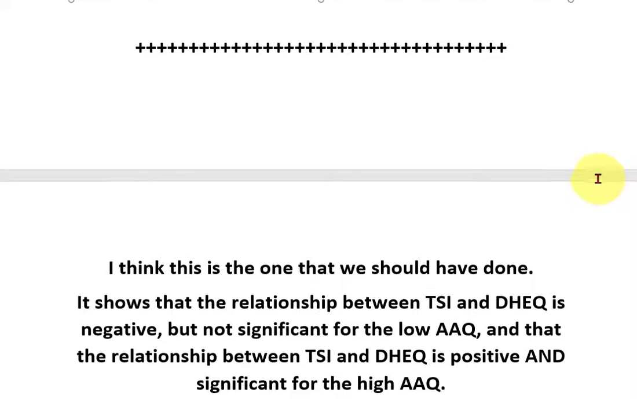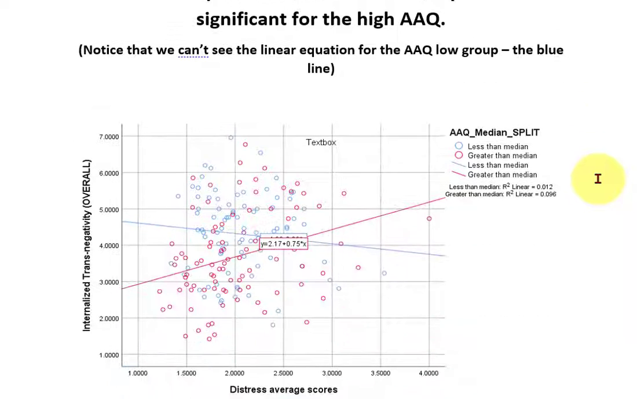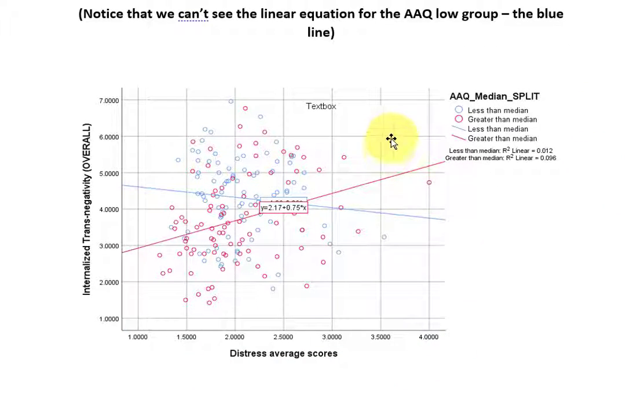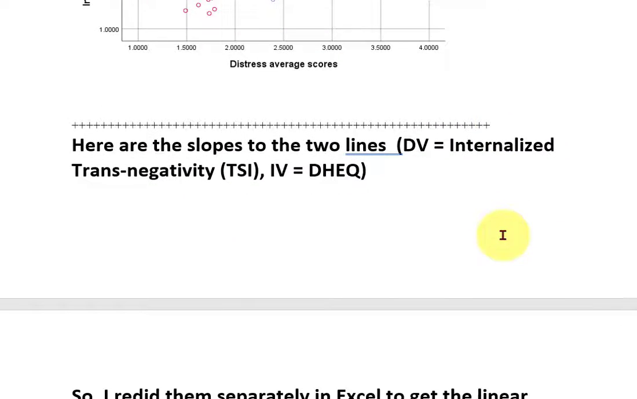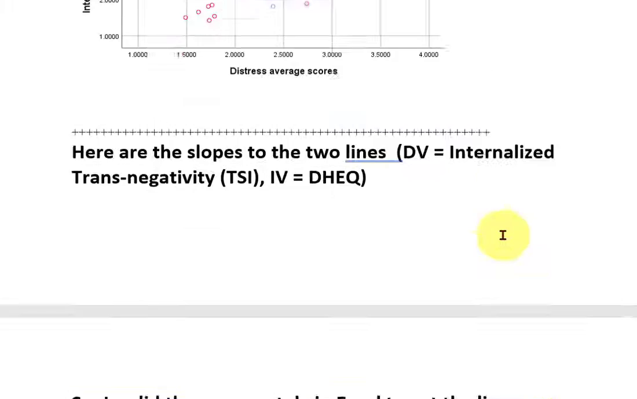So now part 2, this is the one that I should have sent you. Again, I just explained it. So it's a split file, and it shows that they're going in different directions, which again supports the fact that the relationship between DHEQ and TSI is different for the high and low AAQ, which by definition means AAQ is a moderator between these guys.